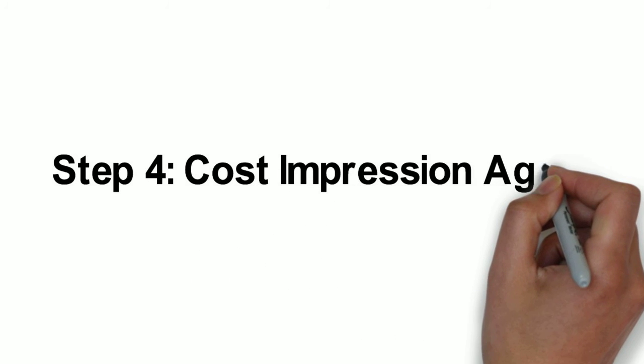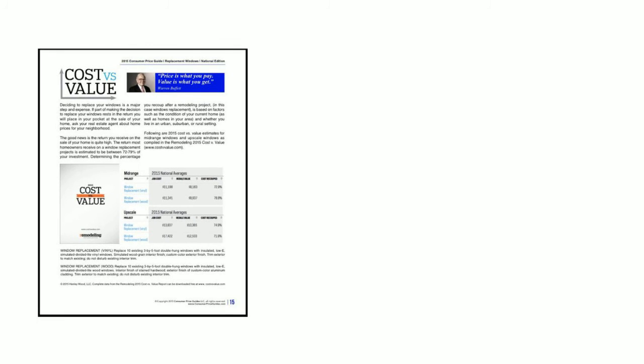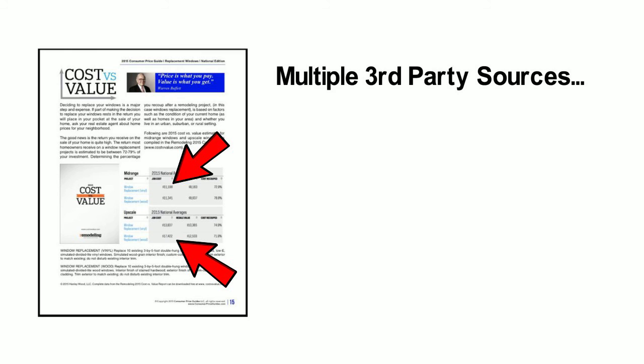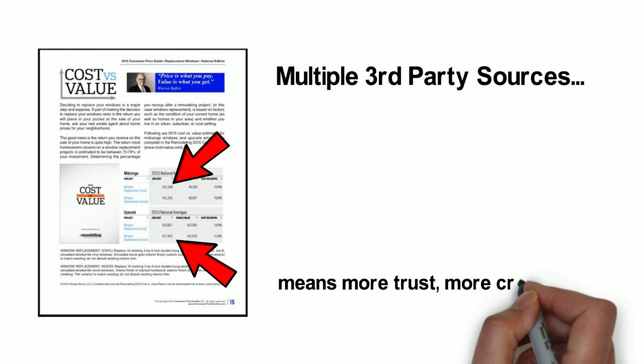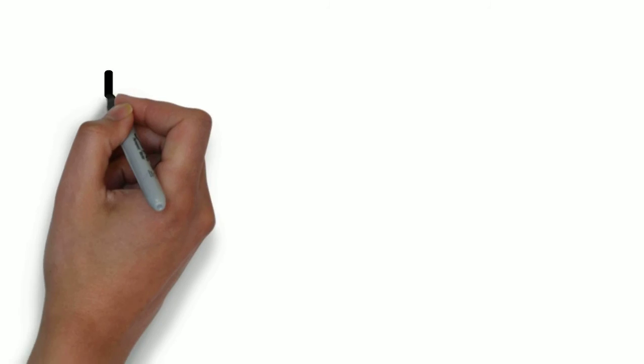Now, step 4, after we've brought the cost home, we're going to reinforce the cost impression again. And we're going to do that by introducing another page in the Consumer Price Guide, and that introduces the Cost vs. Value study put out by Remodeling Magazine, and it confirms the Consumer Price Guide's findings, showing that there is significant cost associated with replacing your windows, and it also discusses the return on investment, not only what you could expect to pay, but what you could expect to realize in return. By supplying these third-party sources, multiple third-party sources, this means more trust, more credibility. And that's what we're trying to establish here: trust, credibility from third-party social proof.